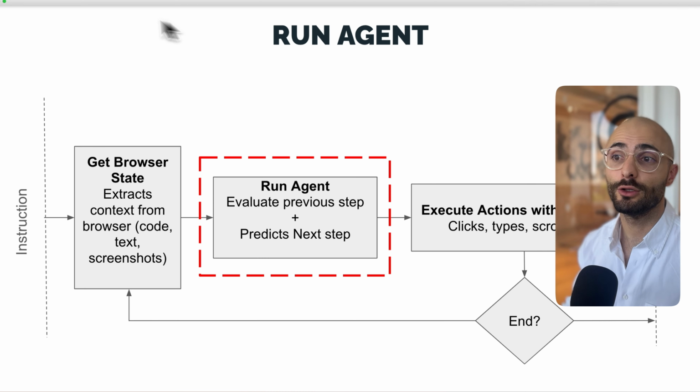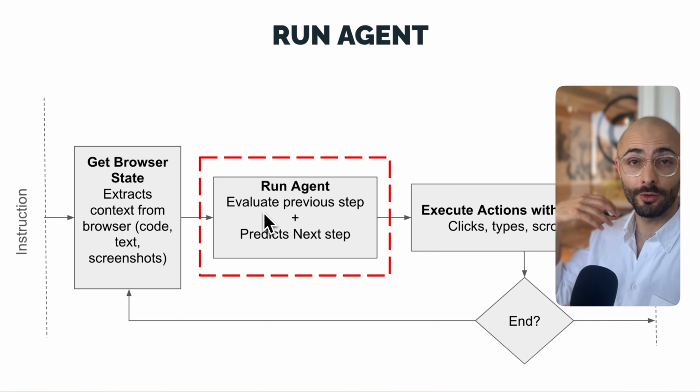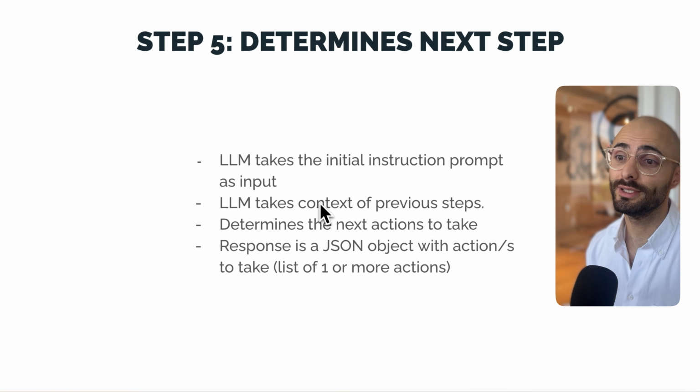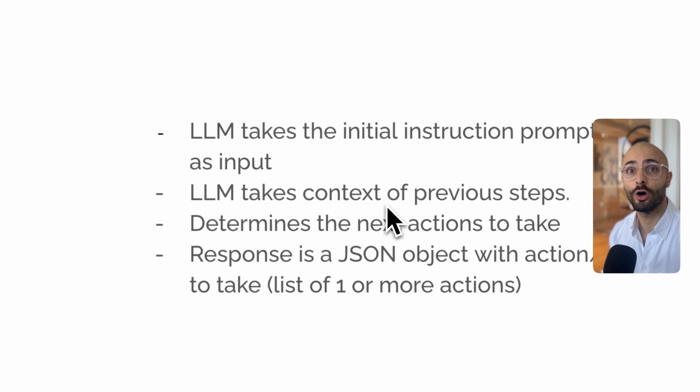The next step is now to run the agent. And what the agent does is it evaluates the previous step and then it predicts the next step. So how this works is the large language model takes the initial instruction prompt as input, which is what the user typed in the beginning. It also takes context of the previous steps, right? And I'll show you what those are in just a moment. And then it determines what the next action to take is.